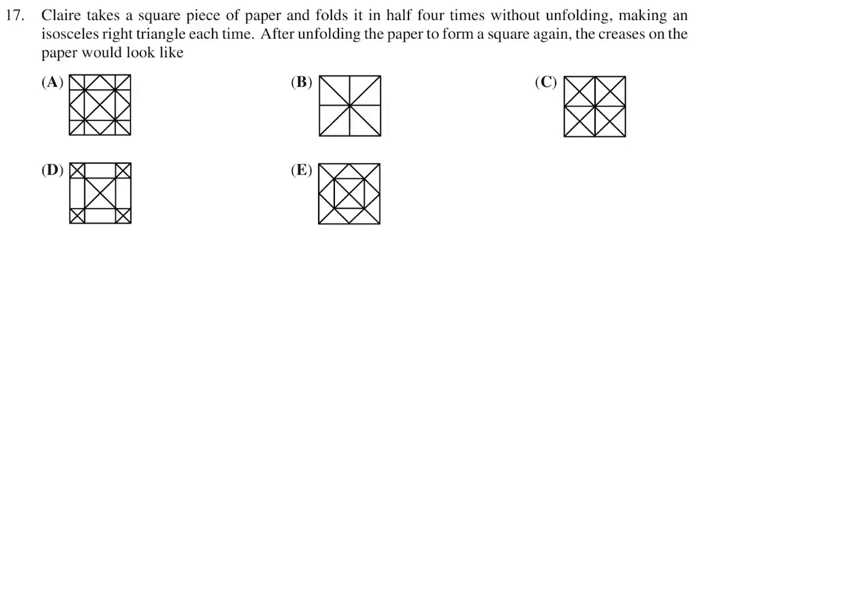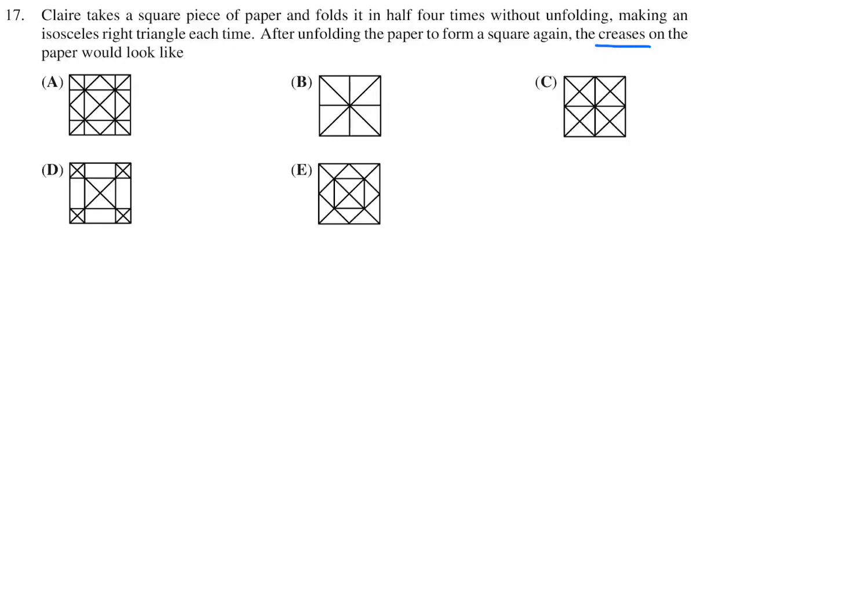Claire takes a square piece of paper and folds it in half 4 times without unfolding, making an isosceles right triangle each time. After unfolding the paper to form a square again, the creases on the paper would look like... All right, get out a piece of paper, and make it into a square and start folding.